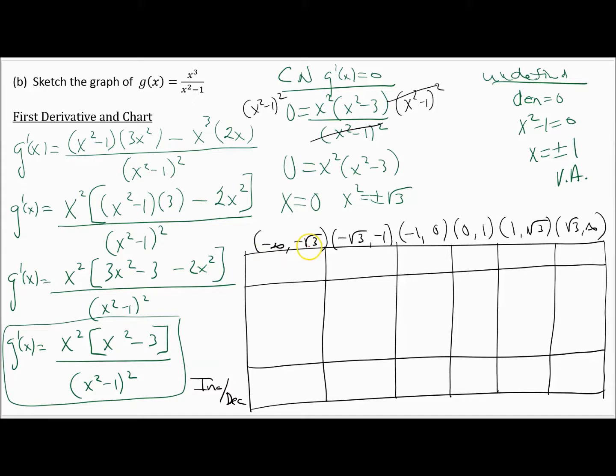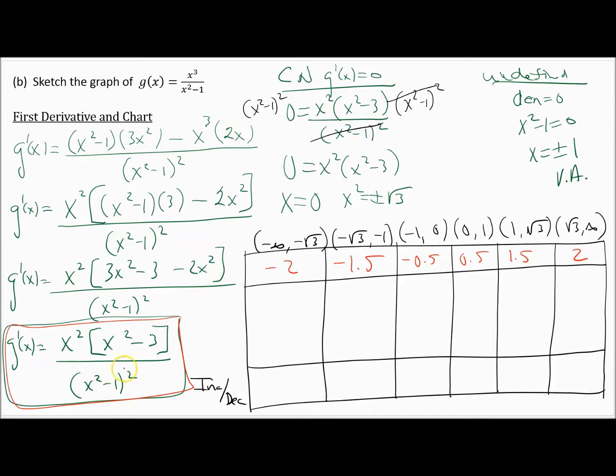So negative infinity to negative square root of 3. How about negative 2? That would work. Now a value between negative square root of 3 and negative 1, maybe negative 1.5. There's not a nice whole number in between there, so negative 1.5 would work. A value between negative 1 and 0, how about negative 0.5? And positive 0.5 for the next interval, then 1.5 for the next interval, and then 2 would fit in that last interval. Wow. Okay, now where are we plugging those in? Into the first derivative down here.